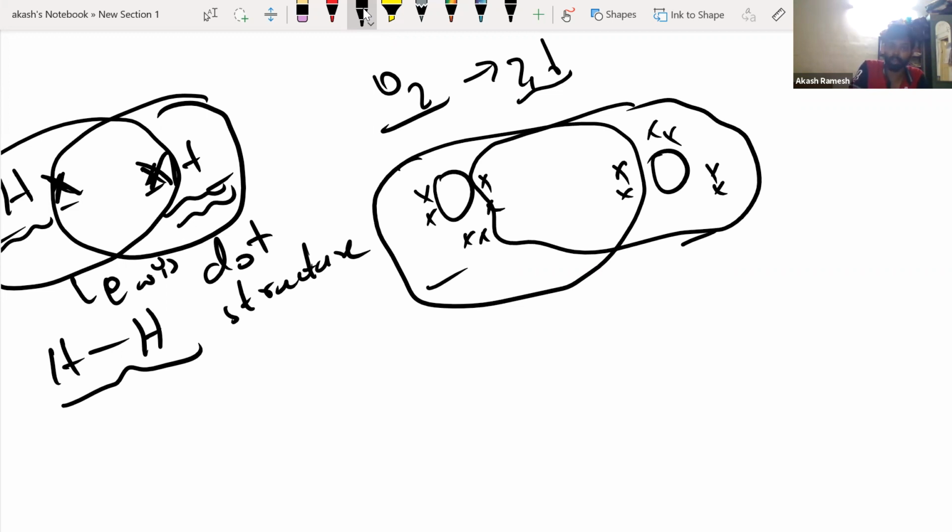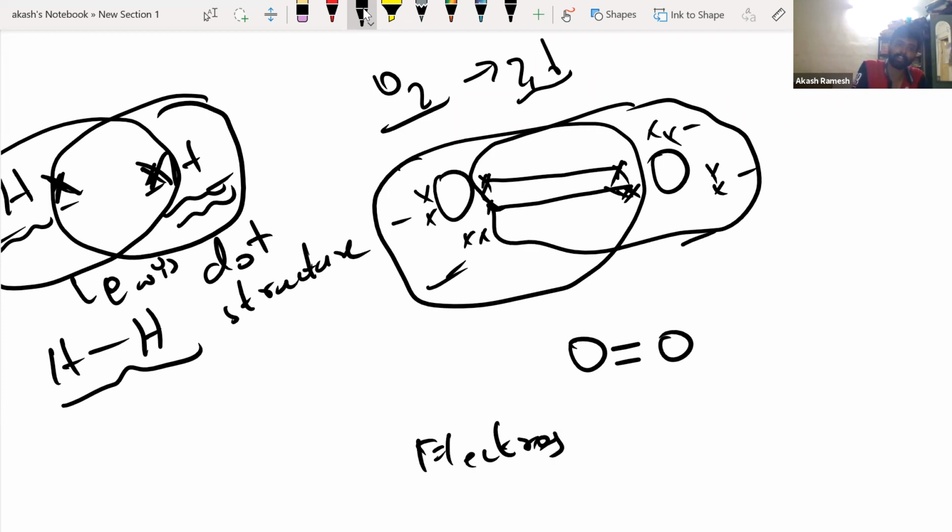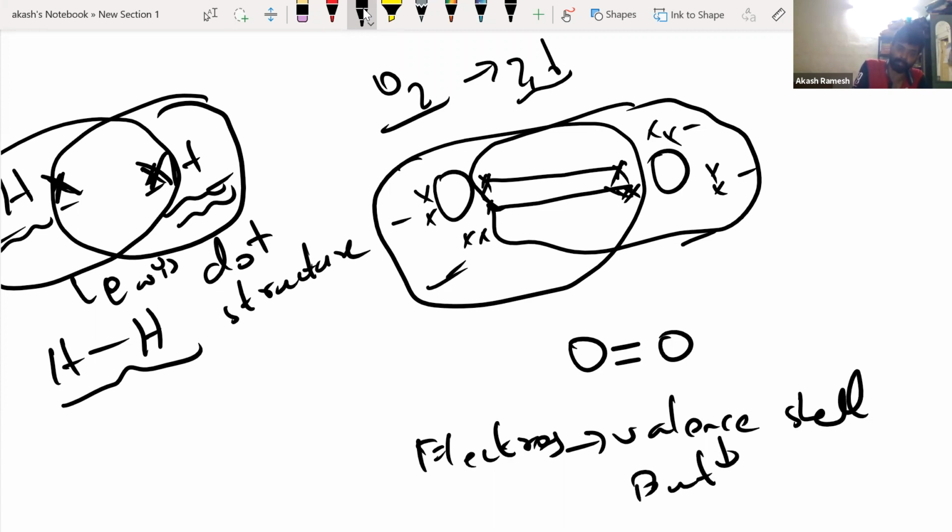Okay, right? So now you see there is one pair, second pair. So how do I write the structure? This is how I write the structure: O double bond O. Now, what you understand here is that there are 6 valence electrons in each of the oxygen atoms, but out of them, only 2 are getting shared from each of them. What happened to the other 4? The other 4 are there in the valence shell, but not involved in bonding. So please remember, electrons which are there in the valence shell but not involved in bonding.